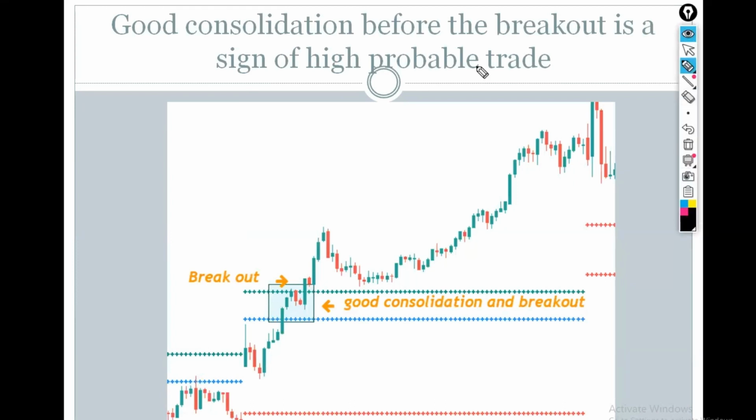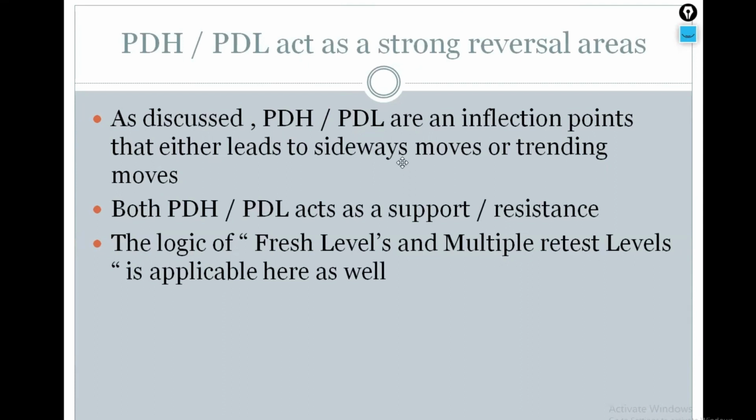The next point over here is that when the breakout is happening, and if there is good consolidation just before the overall breakout, that is always an obviously positive, high probability sign of a breakout, as we see in the swing trading concept and the other concepts as well. Let's move forward and talk about this one, previous day high and previous day low.